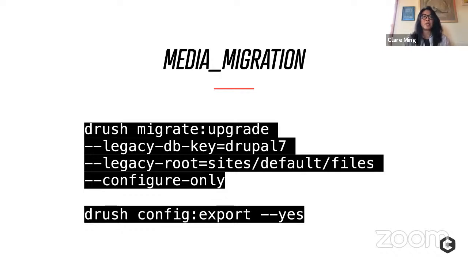So what this does is it basically leverages drush commands to automate these processes. So you can run drush migrate upgrade, pass in the key for the legacy database, as well as the file system root of the legacy system with the configure only flag, and you can export this configuration and then run your configuration and content migrations. Next slide.